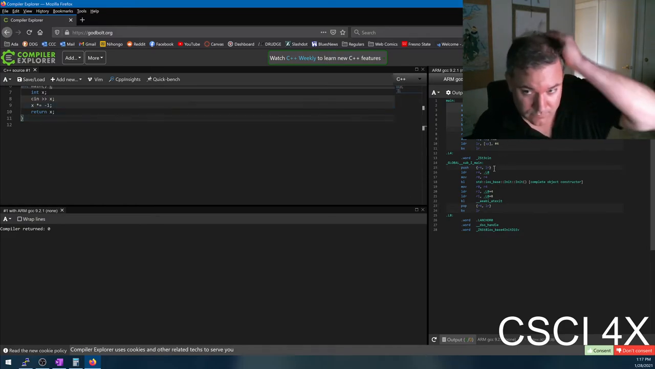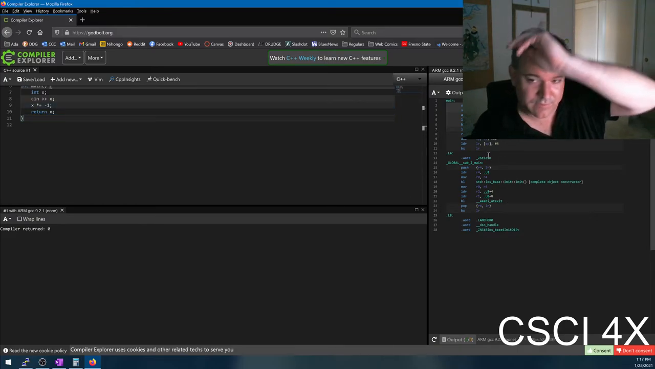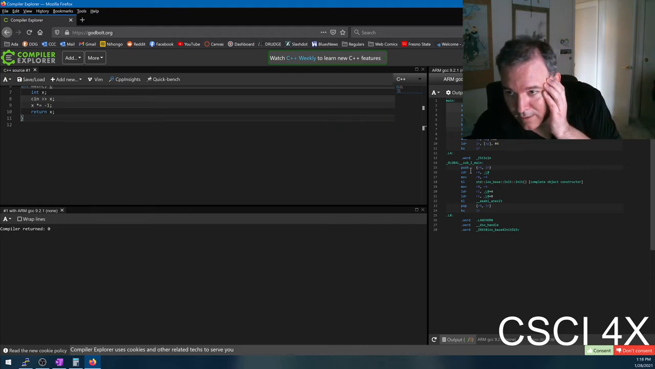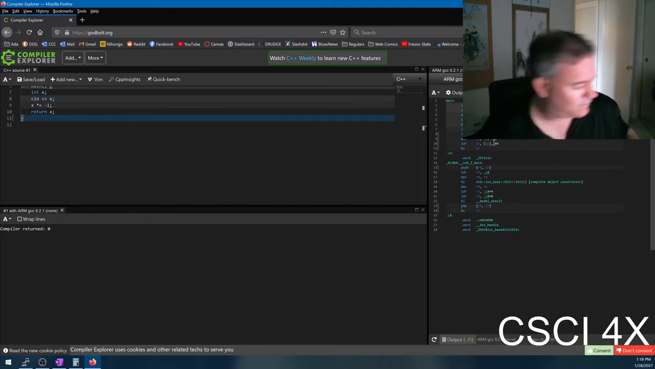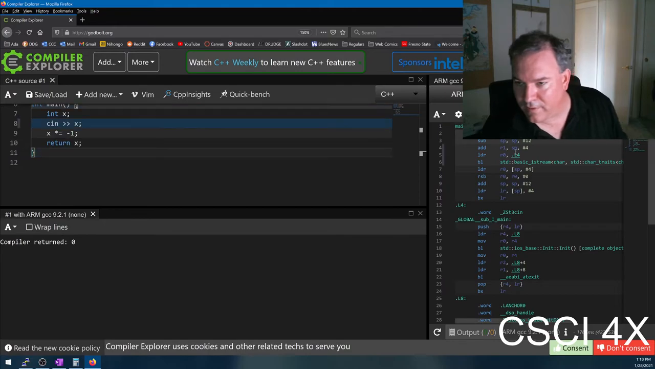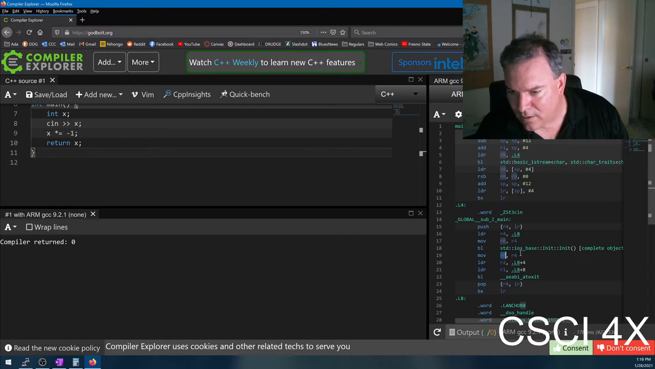Okay, there we go. So, it looks like it inlined cin, maybe? Let's see, load the address of L4. No, it didn't, okay. All right, so let me zoom in again. Okay, so here is main. Stack pointer moves down, adds 4 to the stack pointer, saves that into R1, which isn't used for much. Just called right before add exit. Okay. So move R4 into R0.